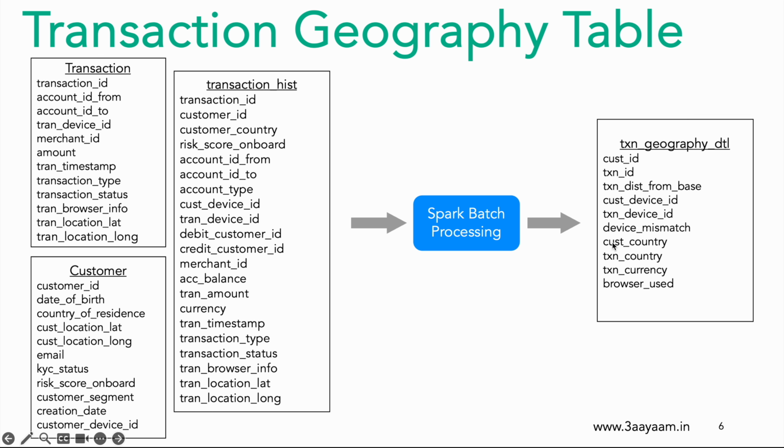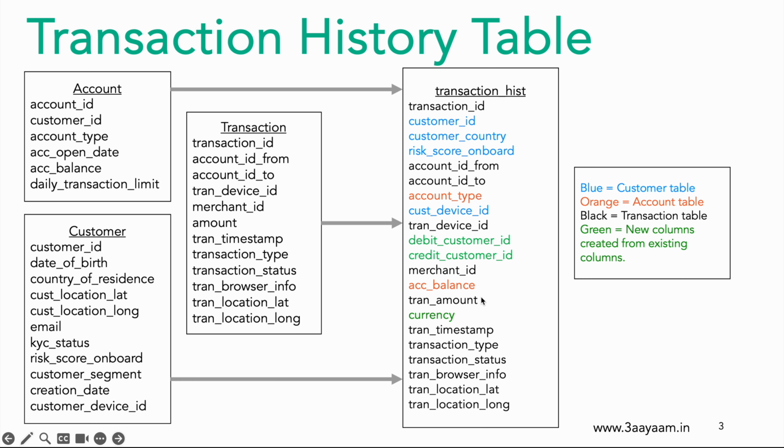Then you have transaction device ID and the device mismatch, which would be a flag indicating whether there is any mismatch in the device. Then the customer country and the transaction currency, which has to be generated by you, which is there in the transaction history table. And in the previous ETL, you had to create the currency column, you see, by looking at the source country.